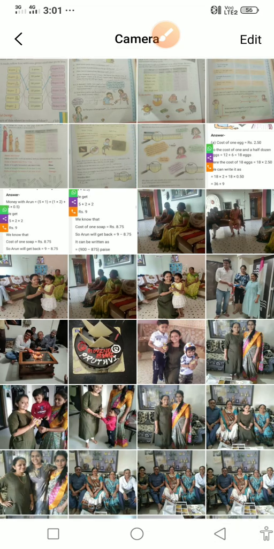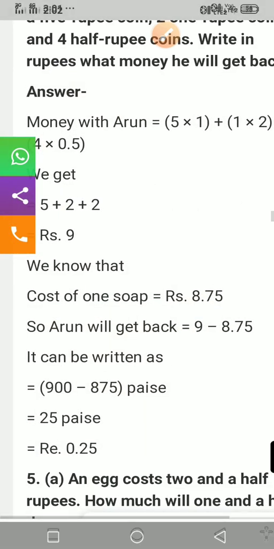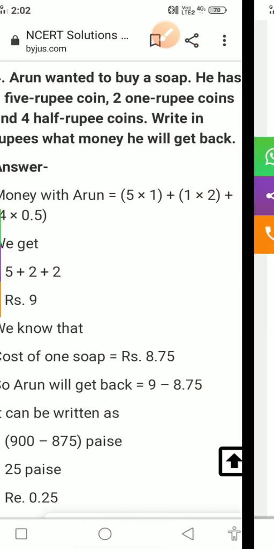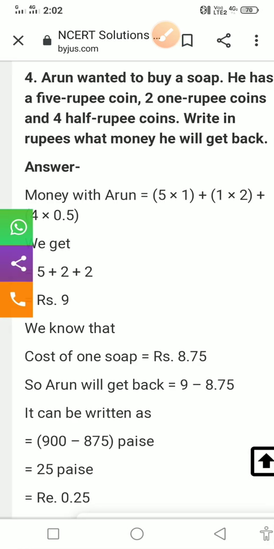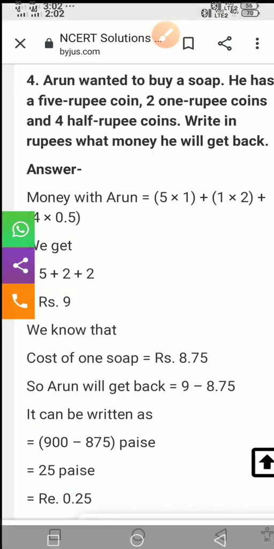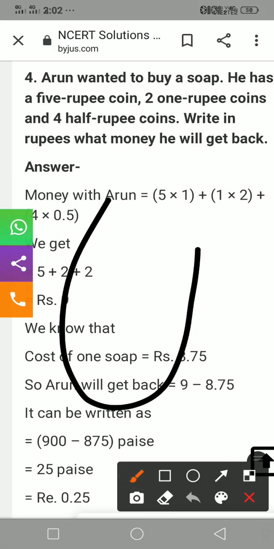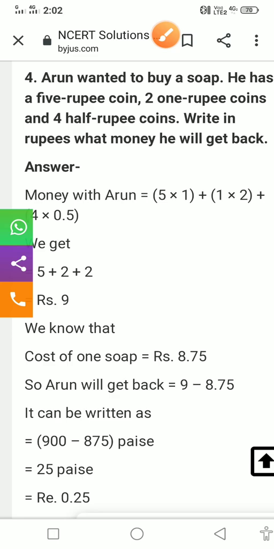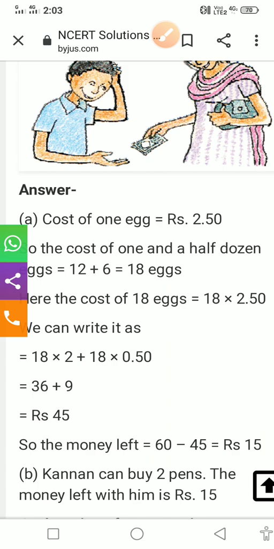Now next is the price. See, I'll give you the solution PDF from Google also, with the actual answer for the money with Arun. Everything's solution is given here. You can write it yourself in your textbook. Okay, no need to write in the notebook. And the answers to the other questions are also there.